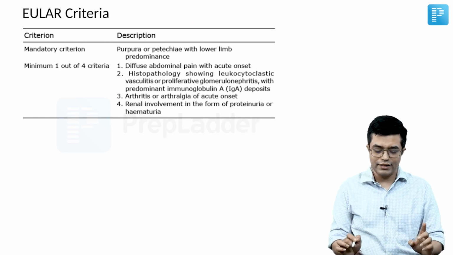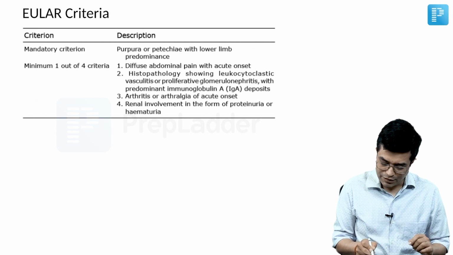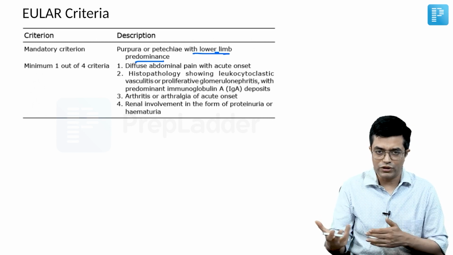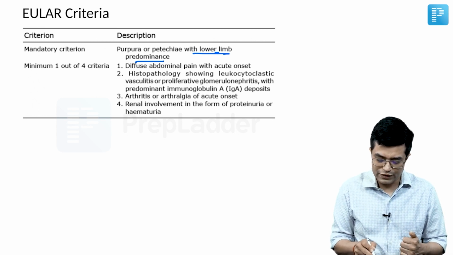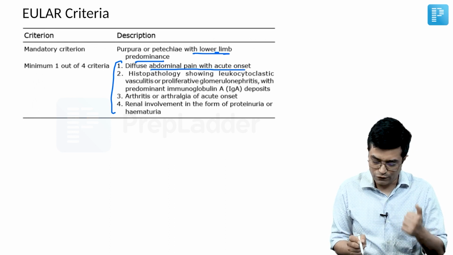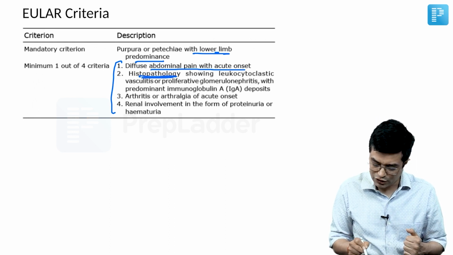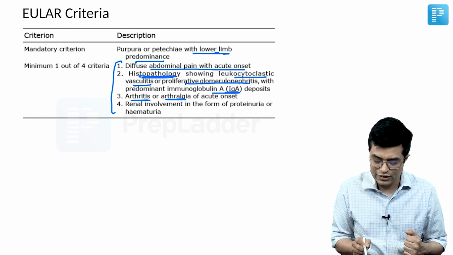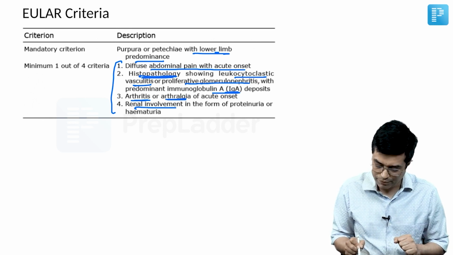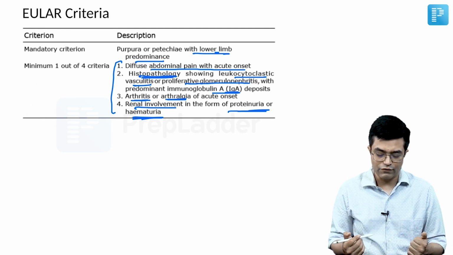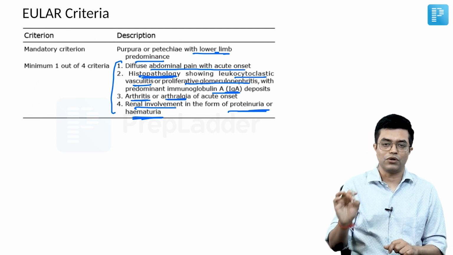The EULAR criteria say the mandatory criterion is purpura or petechiae with lower limb predominance. When we say lower limb, we include the buttocks. And a minimum of 1 out of these 4 criteria should be present: diffuse abdominal pain with acute onset, so GI involvement; or histopathology, that is, biopsy showing leukocytoclastic vasculitis or proliferative GN with IgA deposits; or arthritis or arthralgia of acute onset; or renal involvement in the form of proteinuria or hematuria. So in this child, the diagnostic criteria are fulfilled. The child has Henoch-Schönlein purpura.